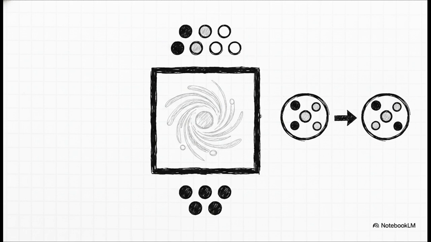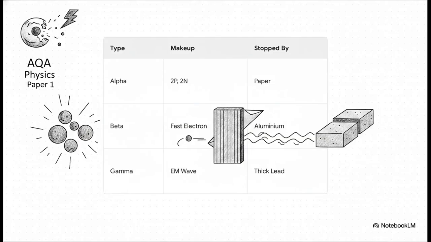But you can actually have versions of the exact same element with extra neutrons. We call these isotopes. For example, carbon usually has a mass of 12, but add 2 extra neutrons, and you've got the heavier isotope, carbon-14. Now, if a nucleus has too many neutrons, it becomes unstable. It wants to be stable, so it decays, literally emitting radiation to get there.